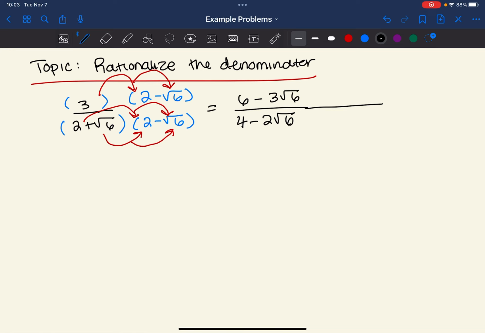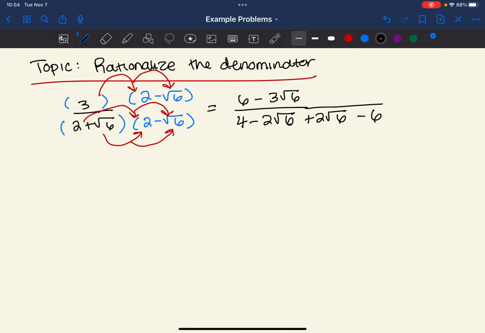Square root of 6 times 2 is plus 2 square roots of 6. And square root of 6 times negative square root of 6 is just going to become negative 6, because remember that the square roots are going to cancel out, and we are going to be left with whatever number is inside that square root, so 6. Okay, now let's go ahead and simplify further.